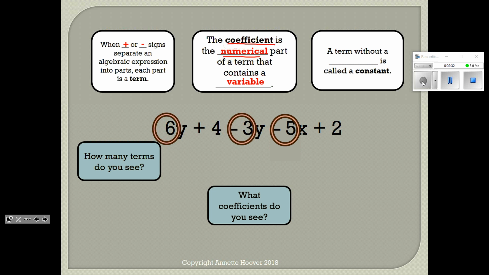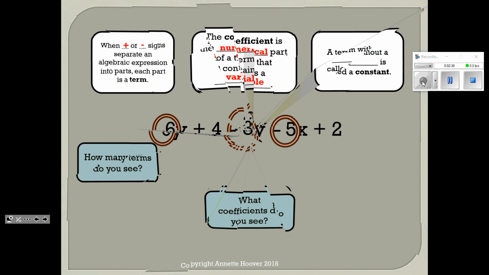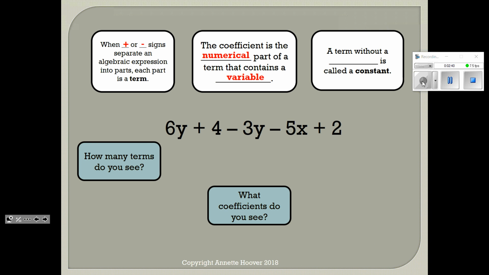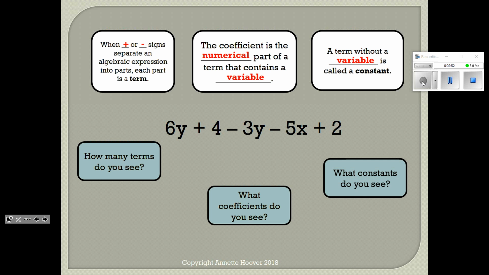And the last word we want to look at is the word constant. What is a constant? A constant is a term without a variable. So back to our 5 terms that we originally identified, 2 of them do not have a variable. The plus 4 did not have a variable, so that is a constant. And the plus 2 at the end did not have a variable, so that is a constant.